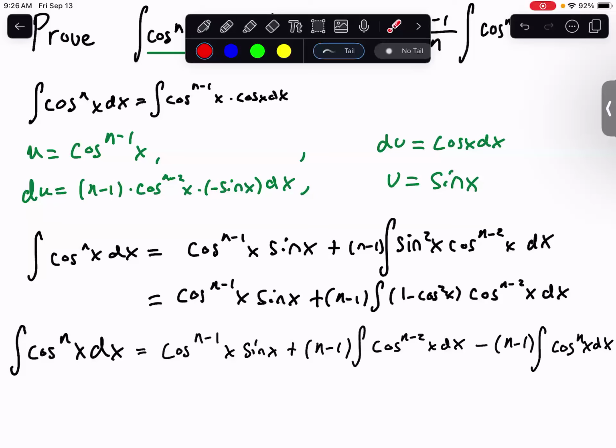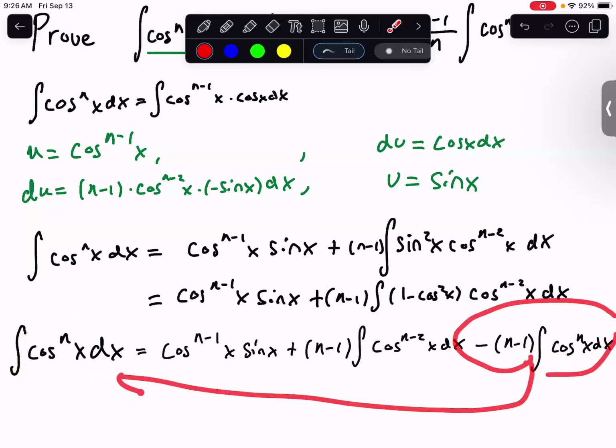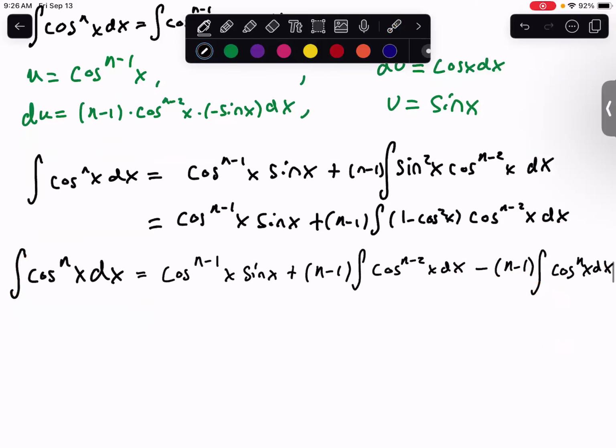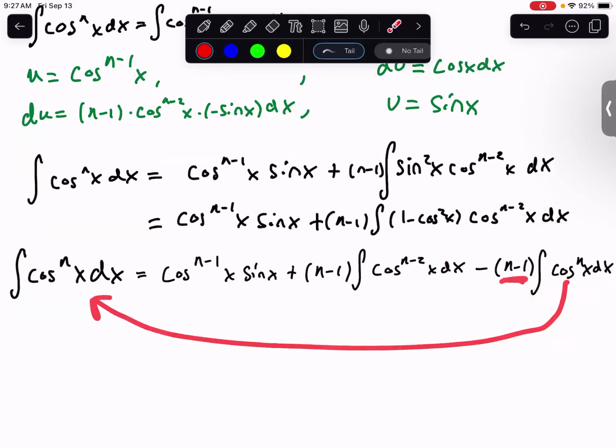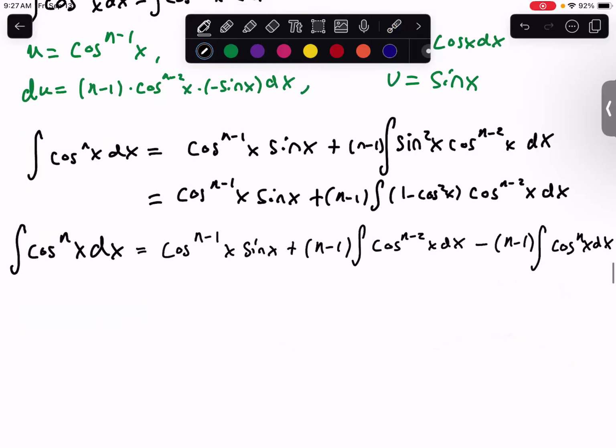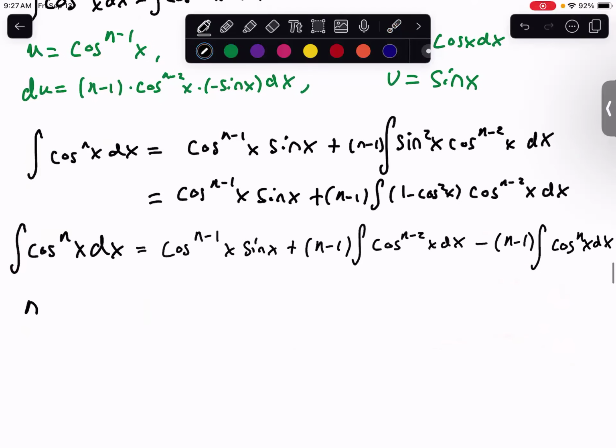Yeah, so we have the same integral on both sides now, right? We have the integral of the nth power of cosine here and here. And so if we add this integral to the left-hand side, we would end up getting the following. This integral has a coefficient of n minus 1. So if we add it to this integral here, we're going to have a coefficient of n now. So we're going to have that this is n multiplied by the integral of the nth power of cosine of x.